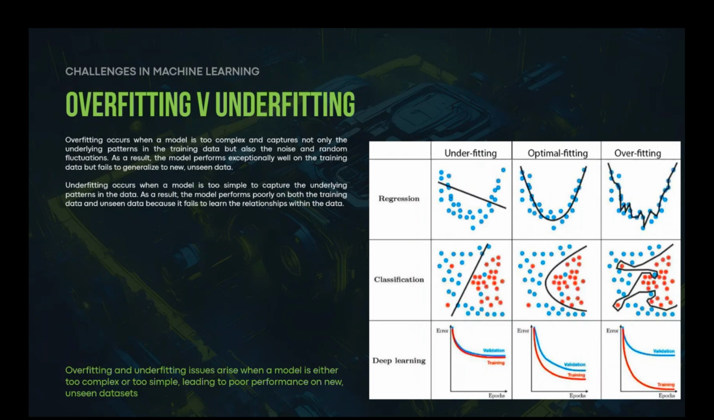So the problem is, since you have by-hearted too much, overfitting is a similar scenario. It occurs when the model is too complex and captures not only the underlying patterns in the training data, but also the noise and randomness. Your answer is right on your fingertips. You are not thinking. You're not able to know the difference between noise and randomness in the data set.